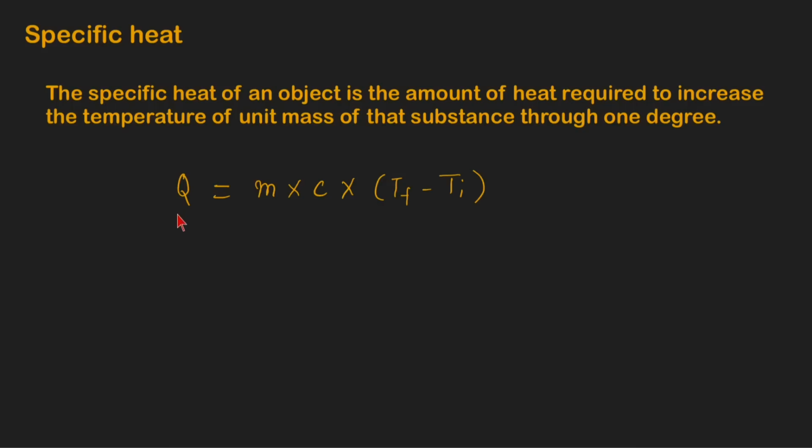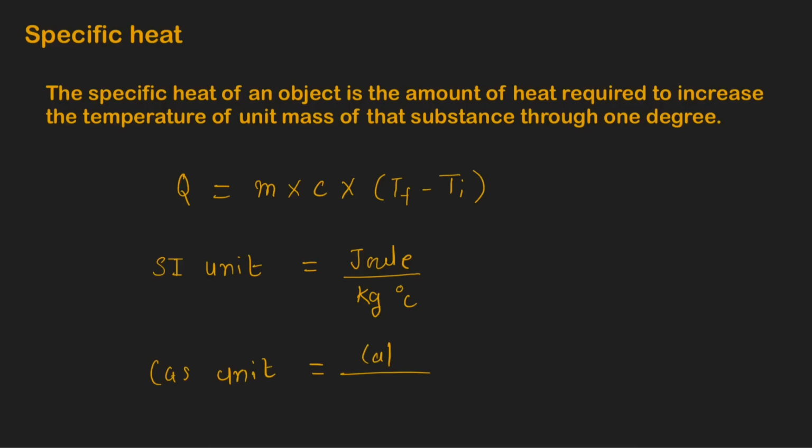Okay, the specific heat of different substances is different, because it is defined by the specific heat C. The SI unit of specific heat is joule per kg per degree Celsius, or the CGS unit is calorie per gram per degree Celsius.